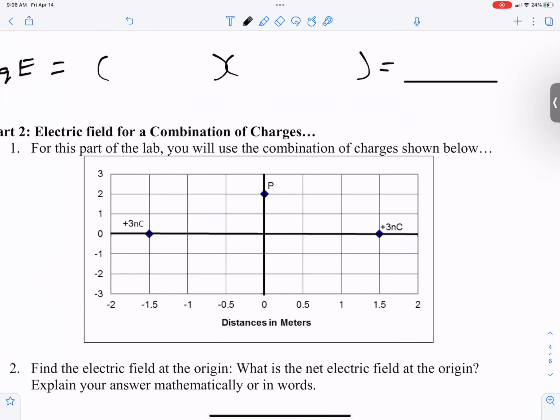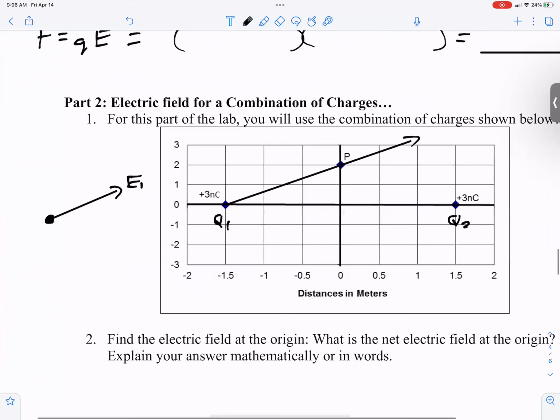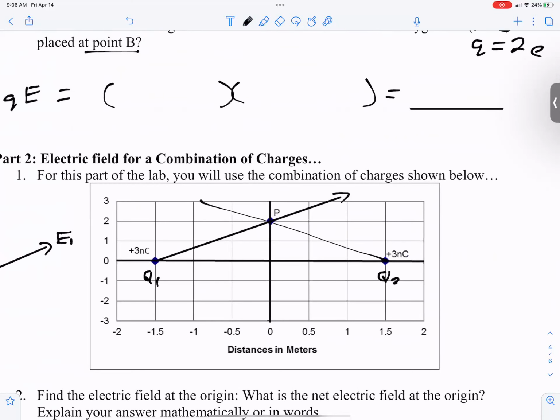Notice the first charge, Q1, and Q2 are both positive, so they're going to be sending their field lines out in all directions. So I want a field that is directed up and to the right from point P, just like that. We'll call that E1. Then I want one that's directed up and to the left. That's going to be E2.